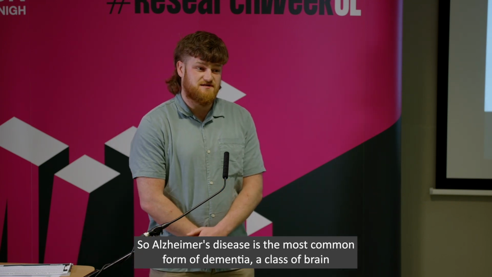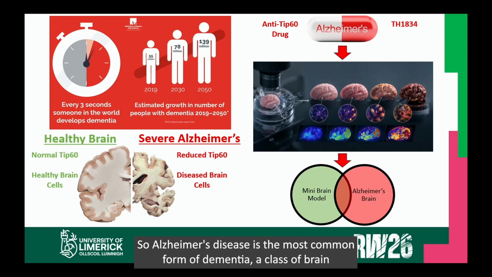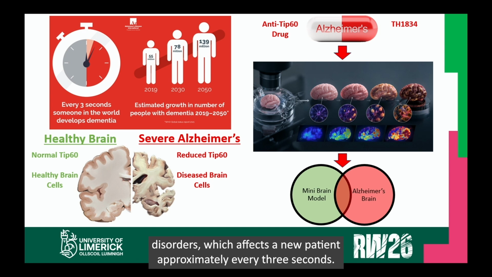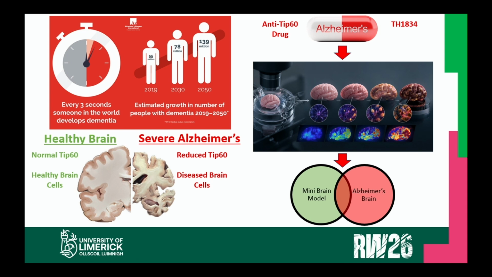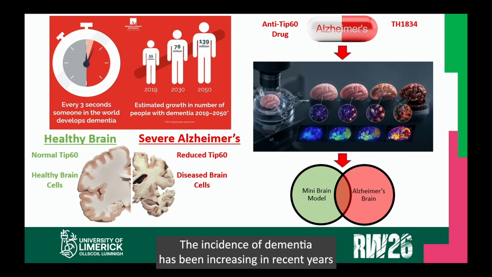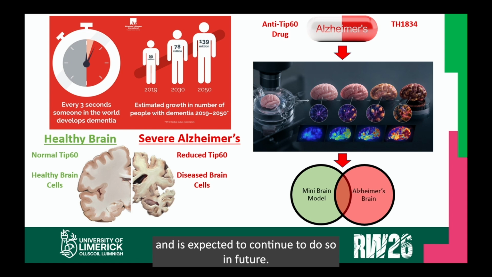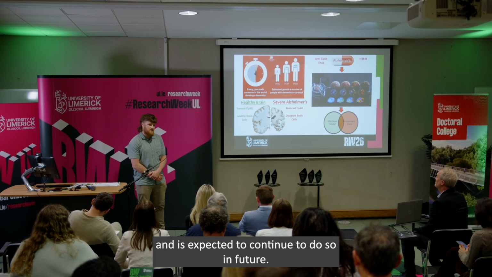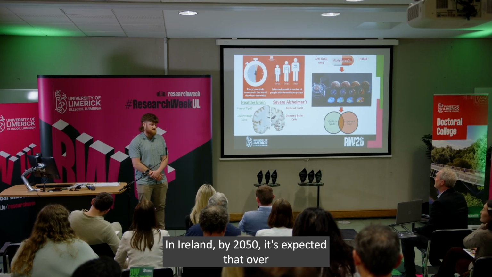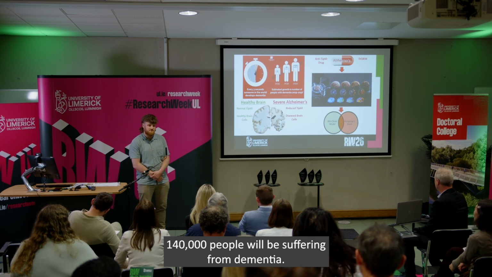So Alzheimer's disease is the most common form of dementia, a class of brain disorders which affects a new patient approximately every 3 seconds. The incidence of dementia has been increasing in recent years and is expected to continue to do so in future. In Ireland, by 2050, it's expected that over 140,000 people will be suffering from dementia.